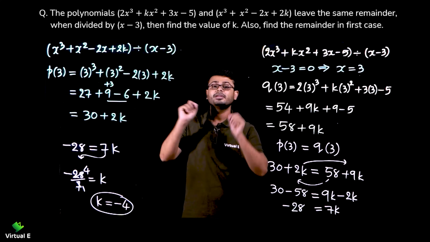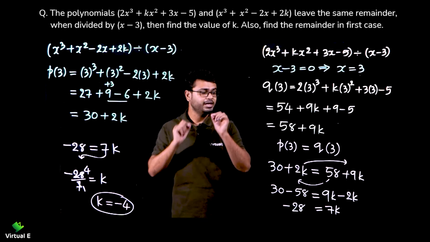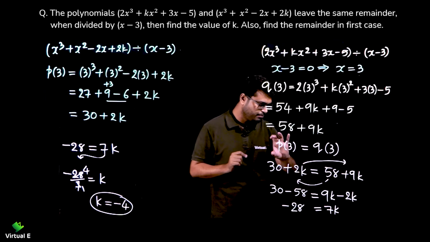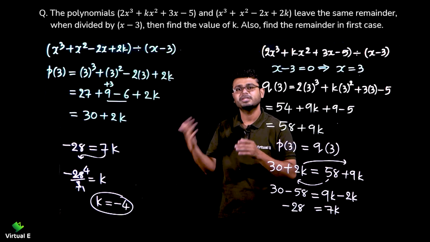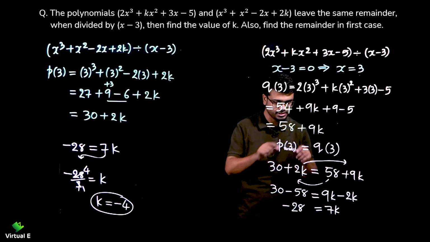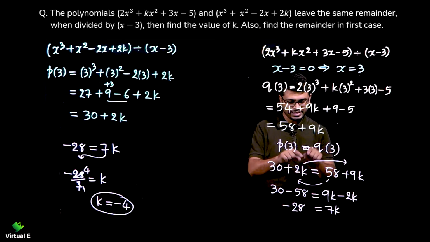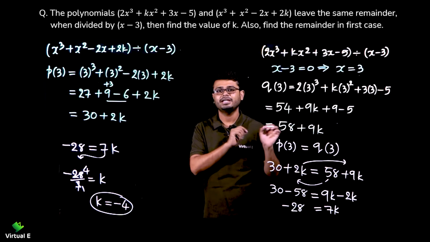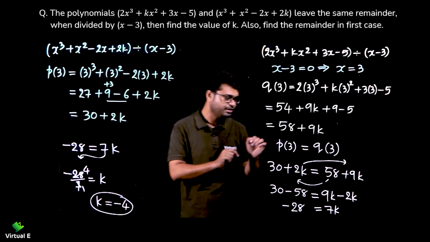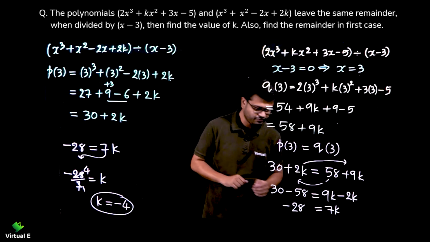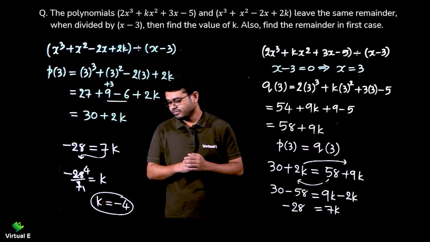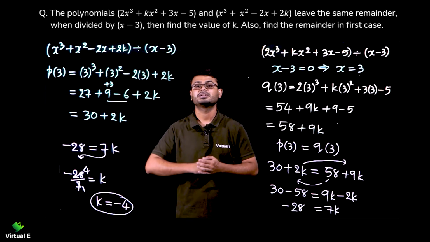Now it's given that the remainder is the same. This is the important part. You can get the remainder very easily by substituting and simplifying. So far so good. Now you need to get into this idea as well, that both of the remainders are equal. So equate them, get the linear equation in one variable, and get the value of the unknown, which is k is equal to minus 4.